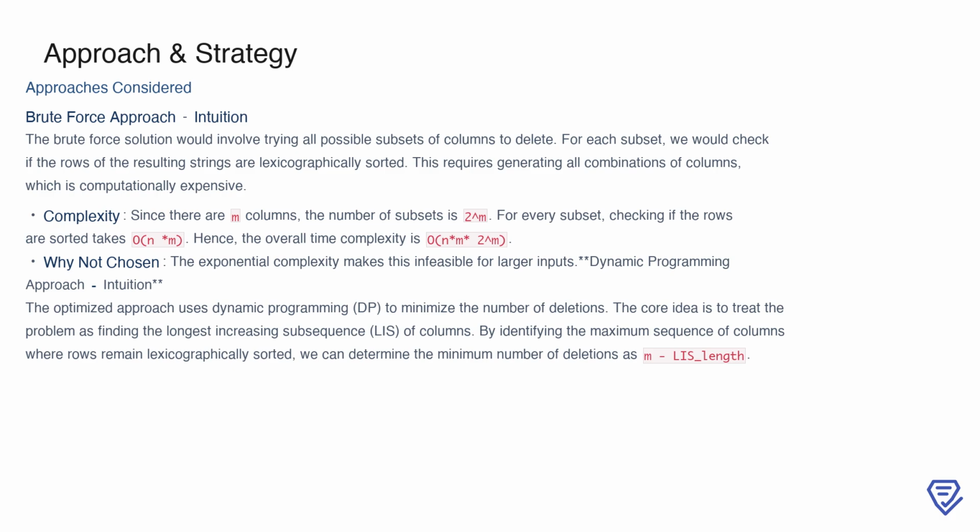Instead, we turned to dynamic programming, which optimizes the process by reframing it as a longest increasing subsequence problem, or LIS. The idea here is to identify the maximum sequence of columns where the rows stay sorted, and from this, calculate the minimum number of deletions needed as m minus the LIS length. This approach significantly reduces the computational burden while still adhering to the problem constraints.